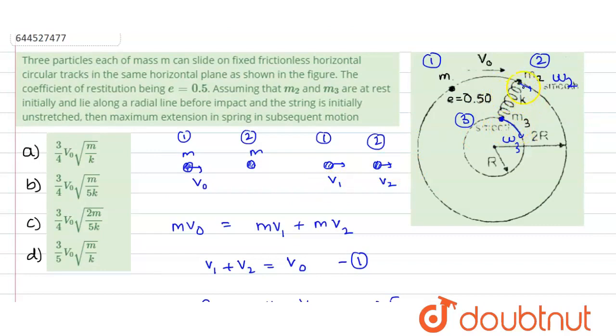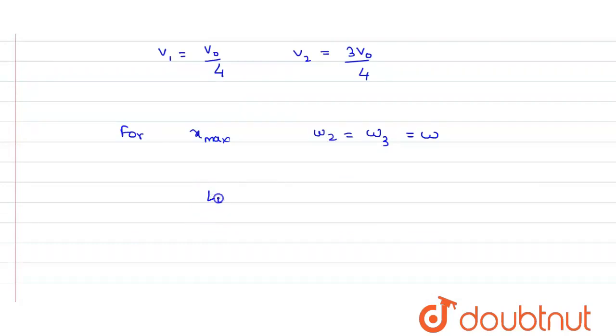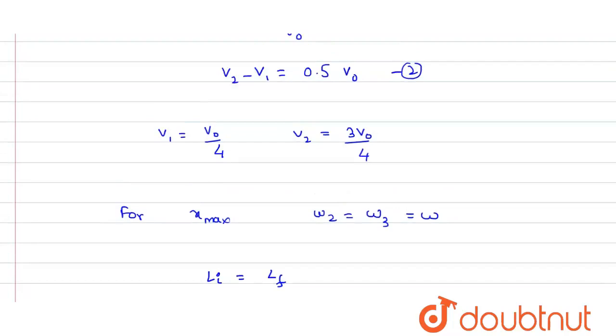So what we can do is conserve the angular momentum about the center, because angular momentum would be conserved about the center for this system. There is no external torque when it starts to move. So the initial angular momentum Li would be equal to Lf, the final angular momentum, for m2 and m3. We are just talking about m2 and m3.